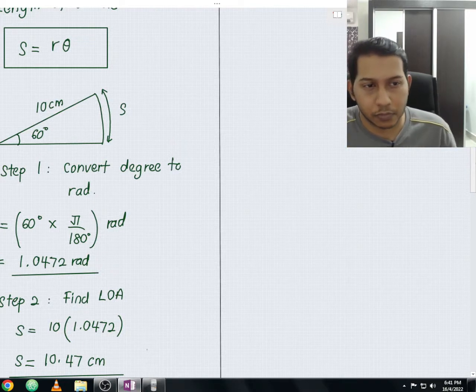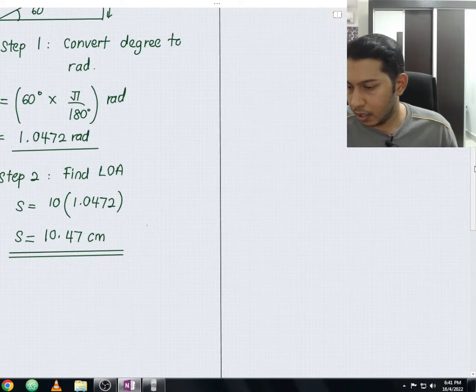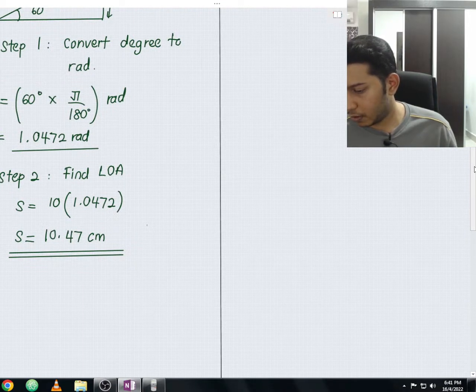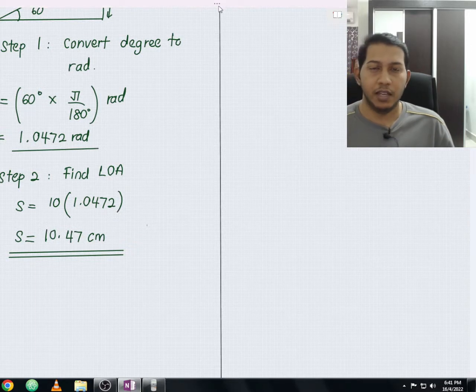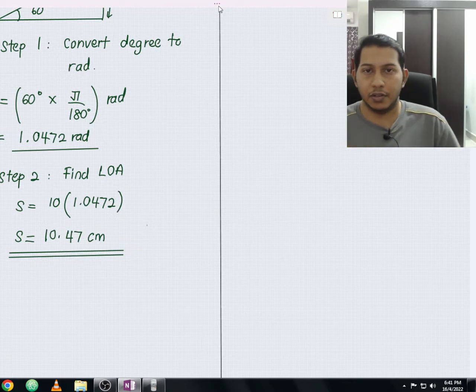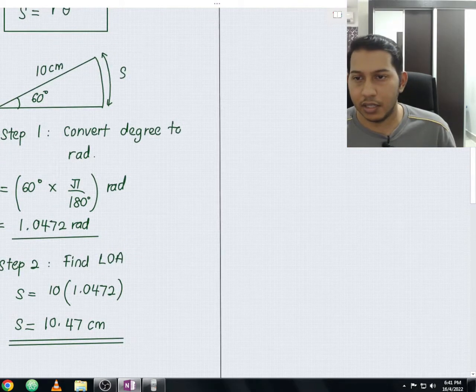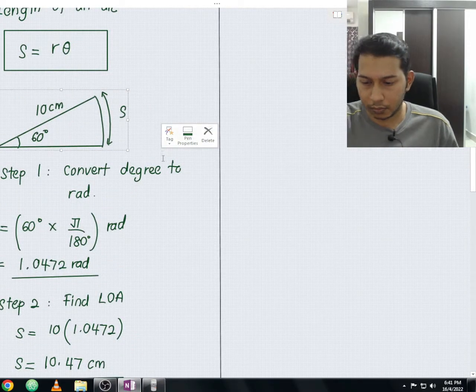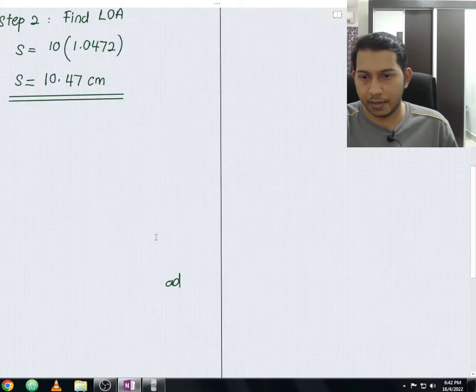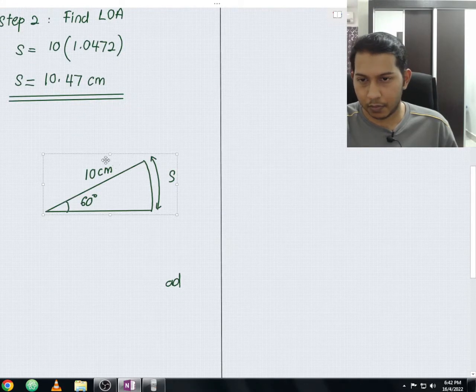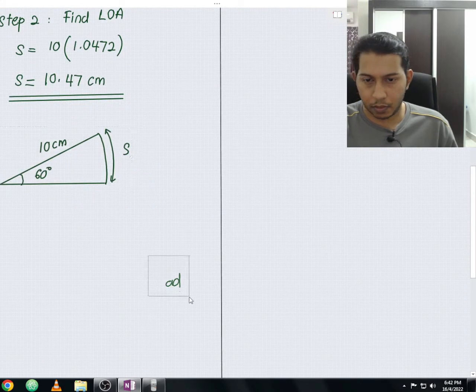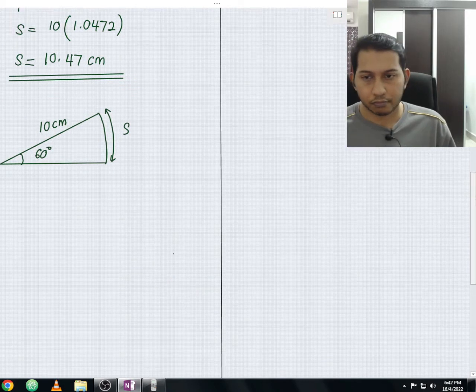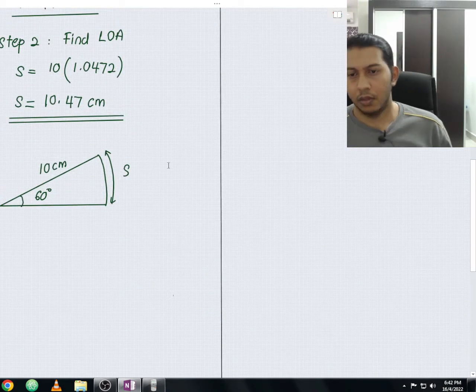So for the next example, let me explain to you briefly about the ratio concept. I'm still going to use this sector. Let me just copy paste this.